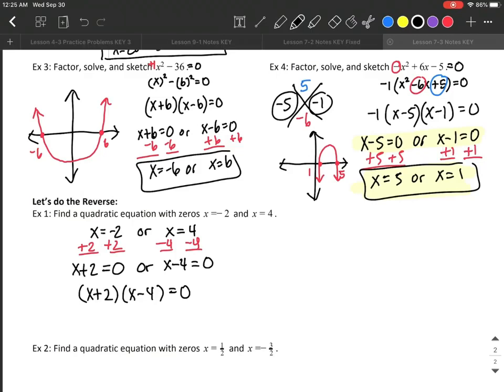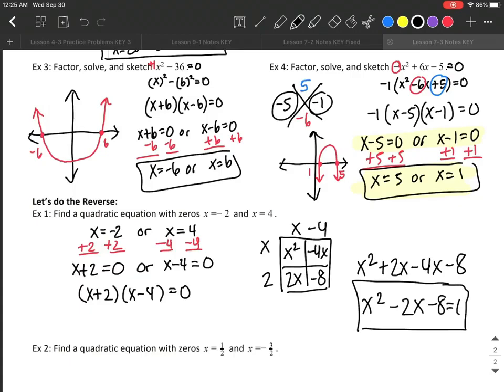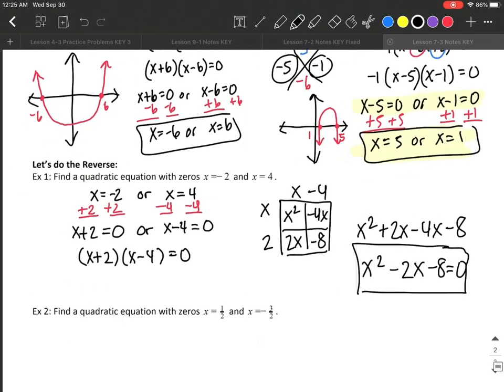And when I FOIL this thing, and I like to use the area square, because it makes me happy, I'm going to do x and 2, x and -4. x times x is x squared. x times 2, 2x. -4 times x, -4x, and -8. And then I add those together. x squared plus 2x minus 4x minus 8, which gives me x squared minus 2x minus 8 as my answer. And I want it to be an equation, so I want to set it equal to 0. That was the whole point. Oh, well, it already was. Set equal to 0.